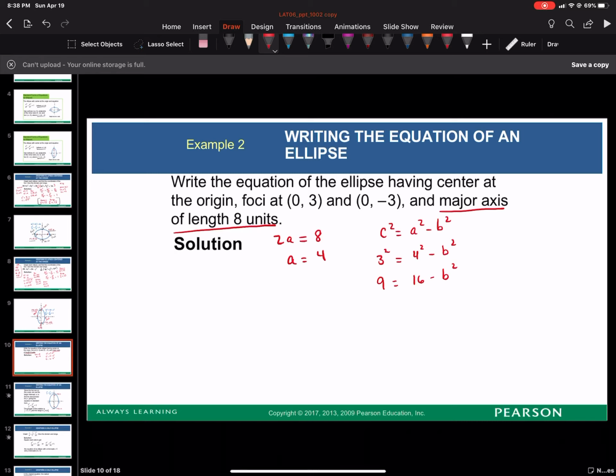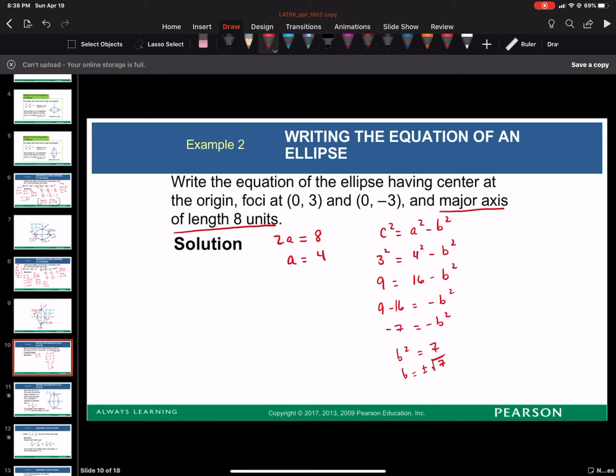All right. So I'm going to just solve this out. It's going to be 9 minus 16 is equal to negative B squared. This will give me negative 7 is equal to negative B squared. So I'm going to go ahead and move these around. So I got B squared is equal to 7. So B is equal to plus or minus the square root of 7.